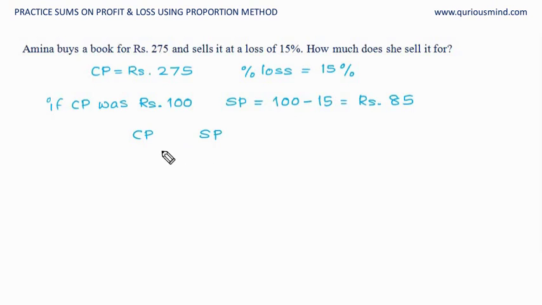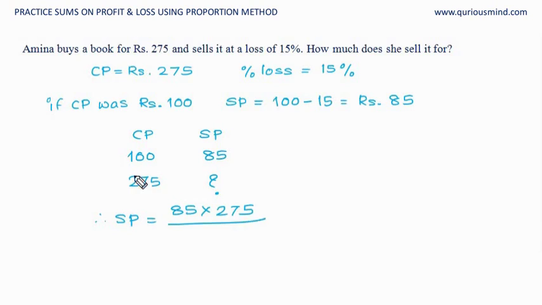I will put it in the format of proportion method. So if CP was 100, SP was 85. Now we know that CP is 275. Then what would be SP? Therefore SP would be multiplication of these two diagonal terms divided by the term which is diagonal to this question mark.